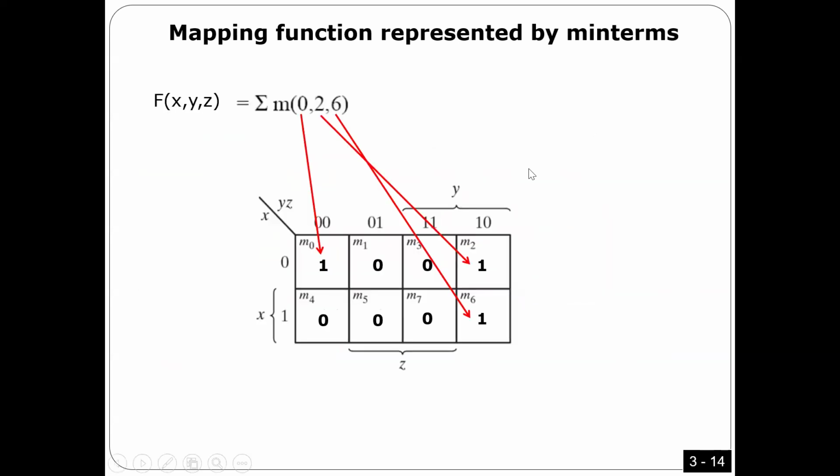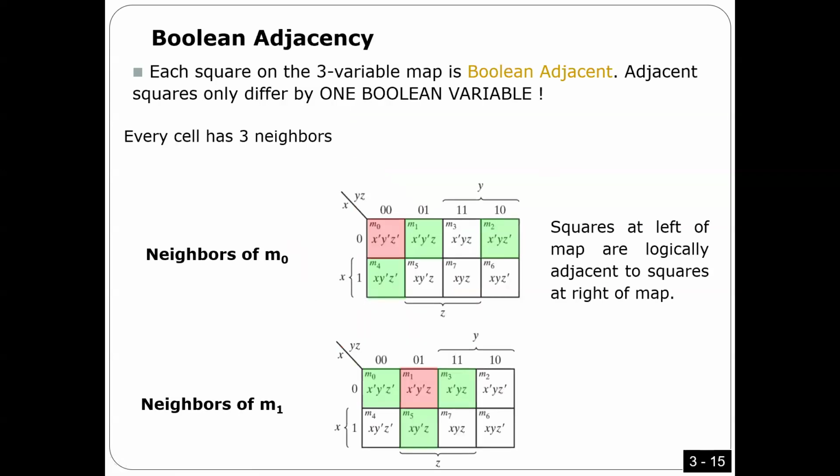Okay, I can also give you the function this way, using min-terms. When I give you something like that, what does it mean? This equation is telling you the locations of the ones are at 0, 2, and 6. That's why I'm going to put a 1 at min-term 0, min-term 2, and min-term 6. Any other ones should be zeros. Is that okay? Any questions? Okay, guys?